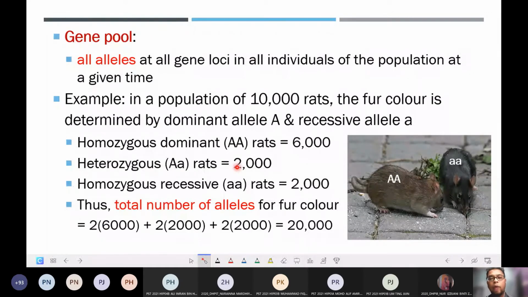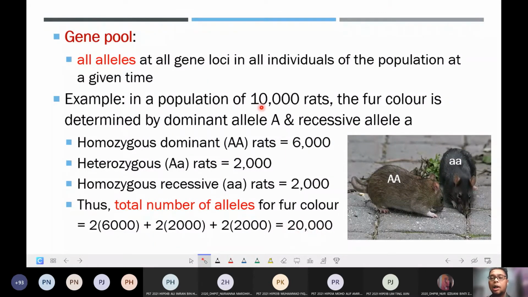They also have 2 alleles, capital A and small letter a. So kita kali dengan 2 juga, 2,000 darab dengan 2. The same goes for this 2,000 homozygous recessive rats. Okay, because we can see that every one of these rats will be having 2 small letter a alleles. So kita kali dengan 2 juga. So altogether, how many alleles will be in this population of rats? There will be 20,000.